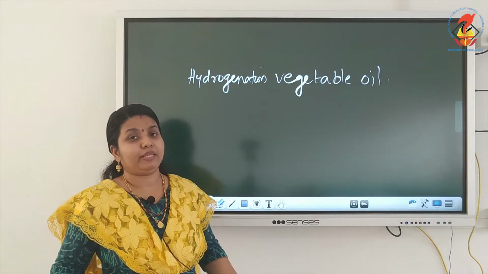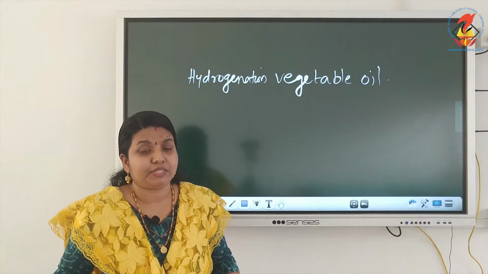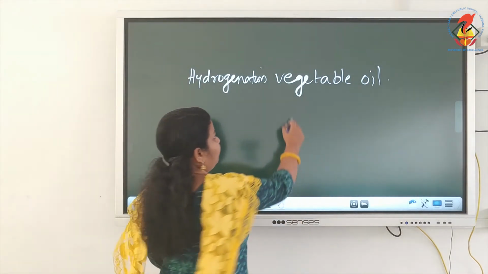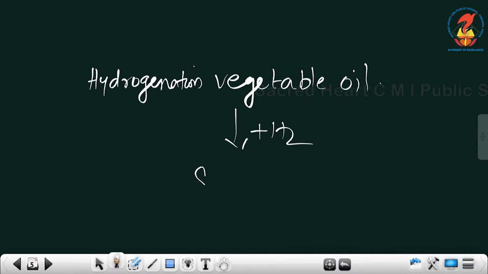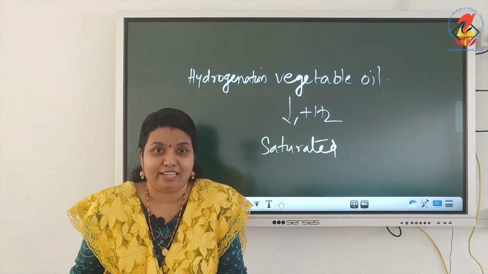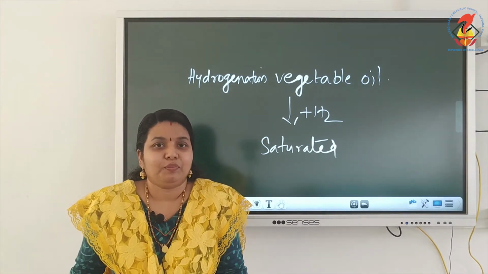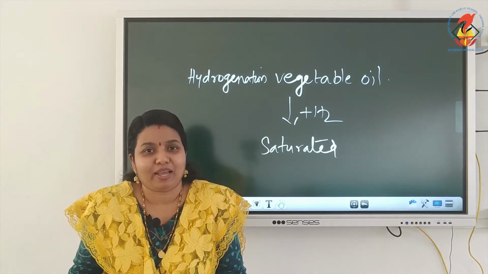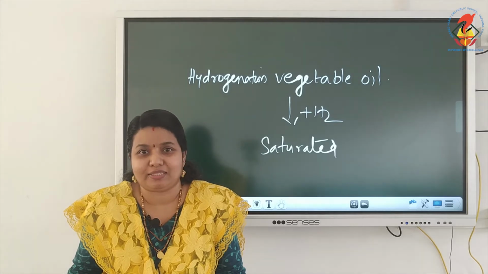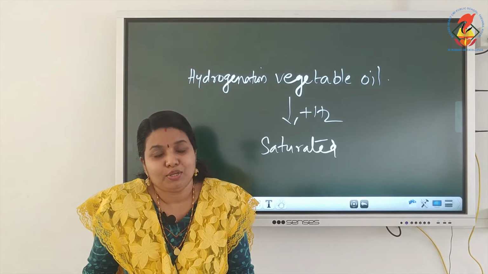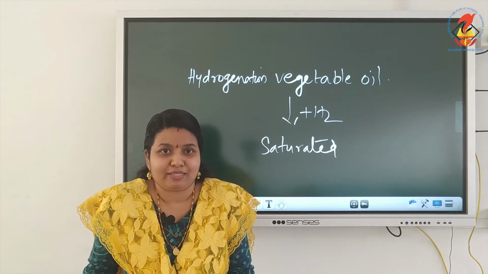Hydrogenation of vegetable oil. An application of addition reaction is in the hydrogenation of vegetable oil. Vegetable oils contain unsaturated fatty acids. To that what we do? Hydrogen is added. So, what happens? They become saturated and harmful for health. So, vegetable oils which are healthier, which contain unsaturated fatty acids, undergo hydrogenation. Industrially, they are subjected to hydrogenation.